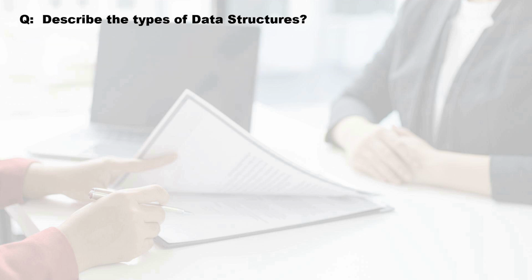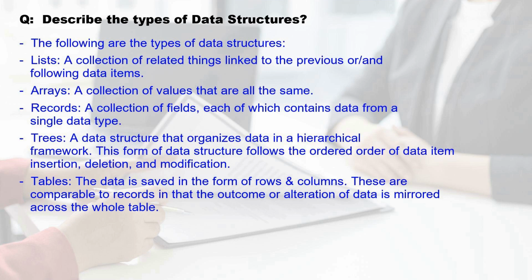Describe the types of data structures. The following are the types of data structures. Lists. A collection of related things linked to the previous and/or following data items. Arrays. A collection of values that are all the same. Records. A collection of fields, each of which contains data from a single data type.